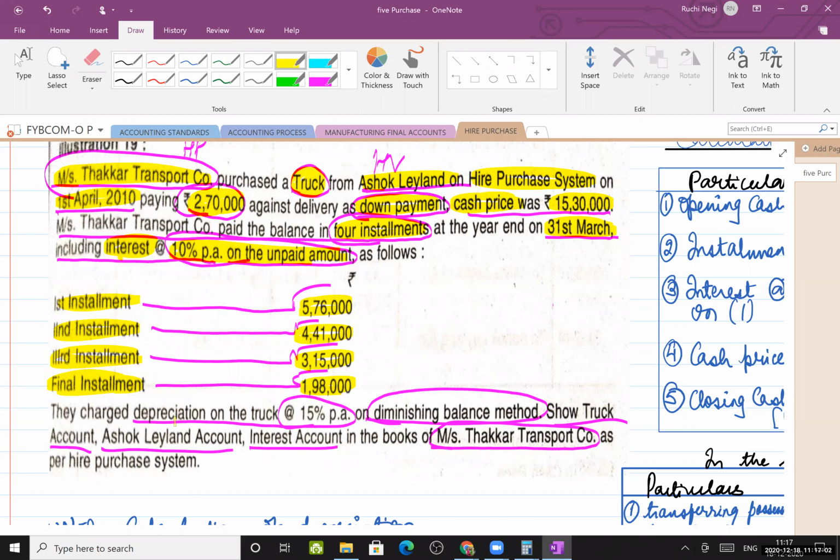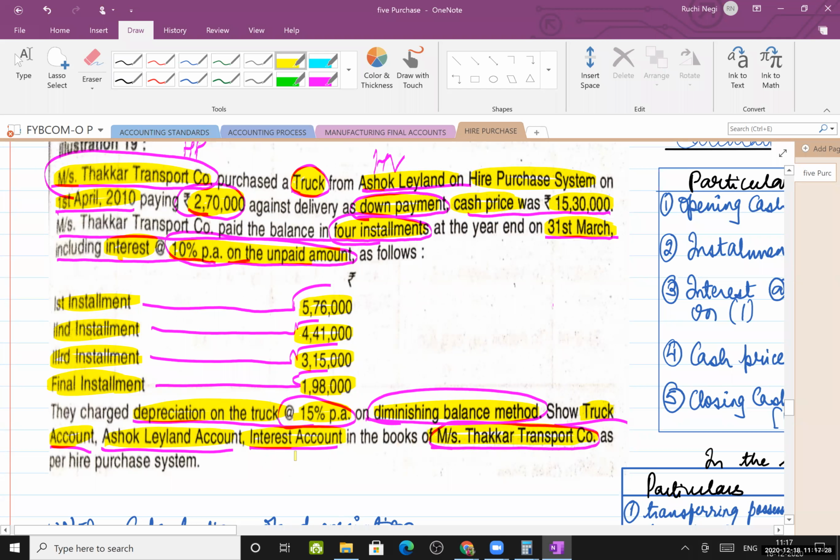They charge depreciation on the truck. Who they? Obviously Thakkar Transport. Okay, 15% per annum on diminishing balance method. Last lecture, the sum we had taken, it was on straight line method. So what do you have to show? You have to show a truck account, Ashok Leyland account, interest account in the books of the purchaser.